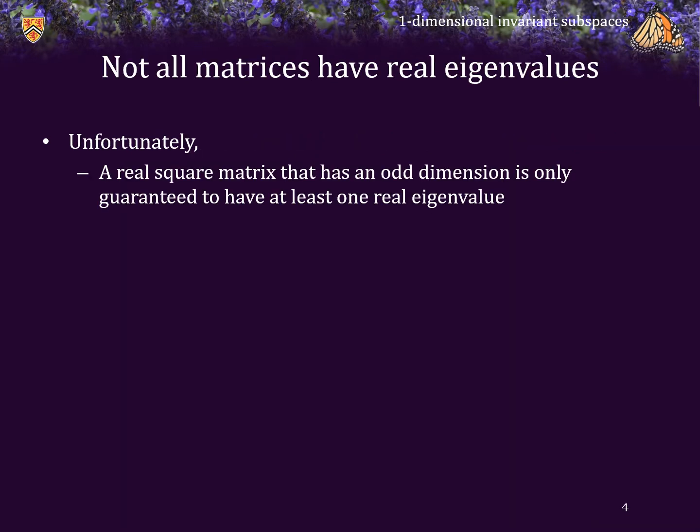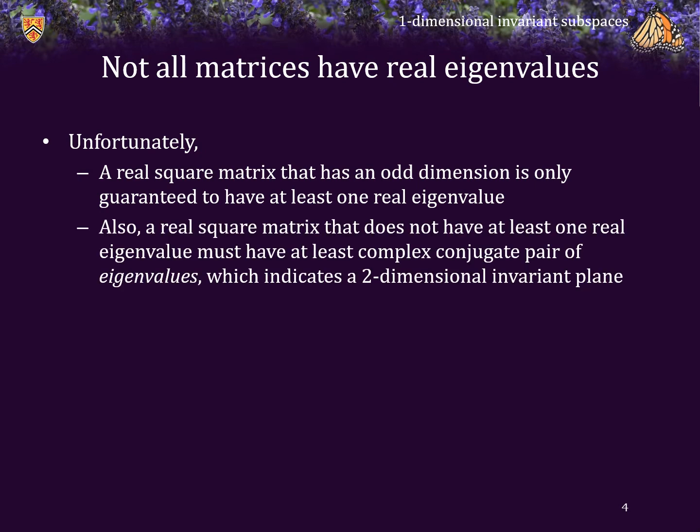Unfortunately, a real square matrix that has an odd dimension is actually only guaranteed to have at least one real eigenvalue and a corresponding eigenvector. And a real square matrix that does not have at least one real eigenvalue must have at least one complex conjugate pair of eigenvalues if you are thinking about it in the complex plane. And what this actually describes is a two-dimensional invariant map.